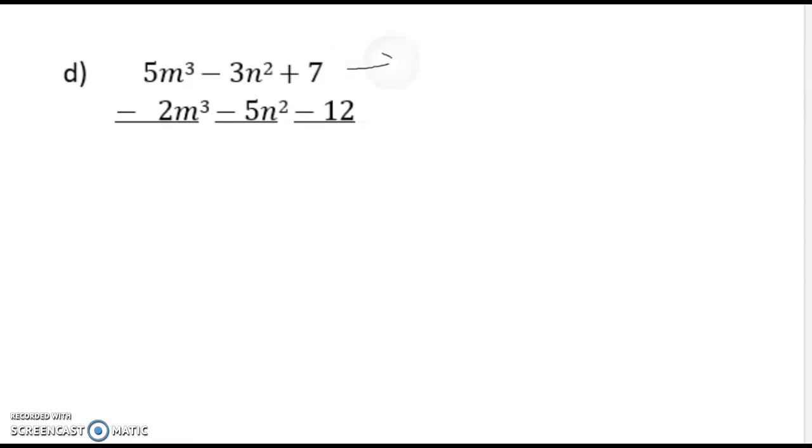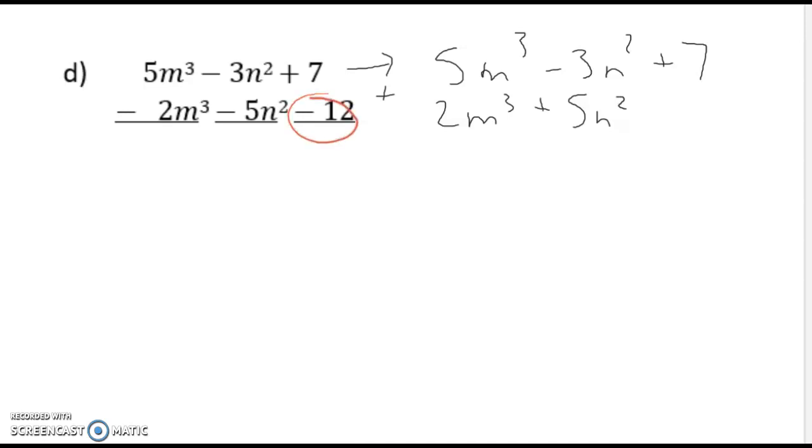Okay, so this one right here is going to stay the same: 5m cubed minus 3n squared plus 7. Now this negative is going to turn to a plus. And then this negative 2m cubed is a positive 2m cubed. Sorry, cubed I meant to say. Negative 5n squared is a positive 5n squared. Negative 12 is a positive 12.